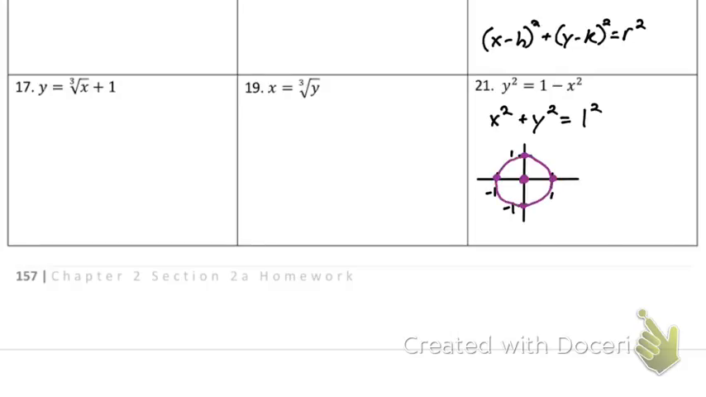Well, that means the furthest left it could go is negative 1. The furthest right it could go is a positive 1. So the domain goes from negative 1 to 1. The range goes from negative 1 to 1 as well. However, it is not a function. It does not pass the vertical line test.